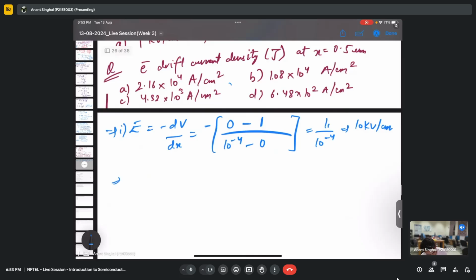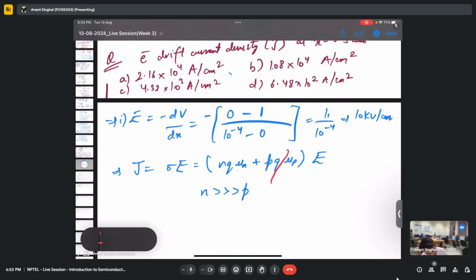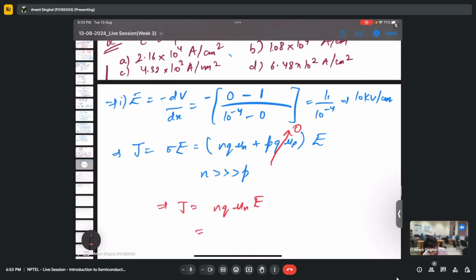And once we have the E, we can calculate J easily. Since we have N type, if I write the complete formula, first of all J is sigma E, sigma is NQ mu N plus PQ mu P times E. We have already read that N is very, very greater than P. So we can easily neglect this particular term to 0, which will give me a J of NQ mu N E. So we have each and every term with ourselves.